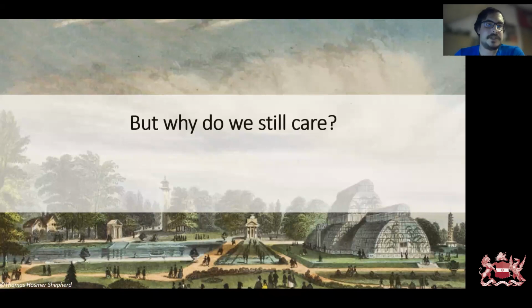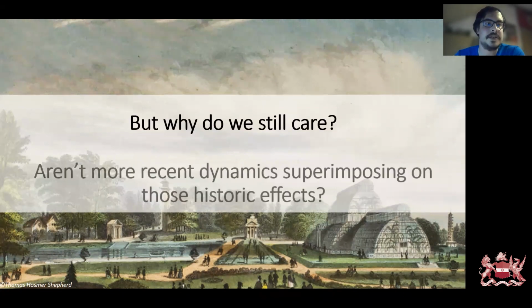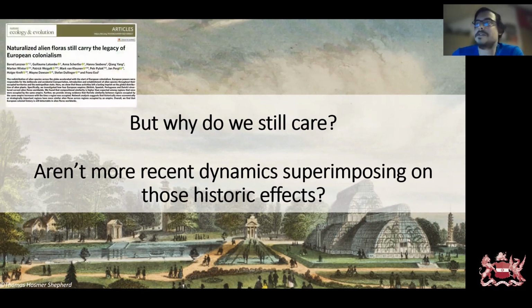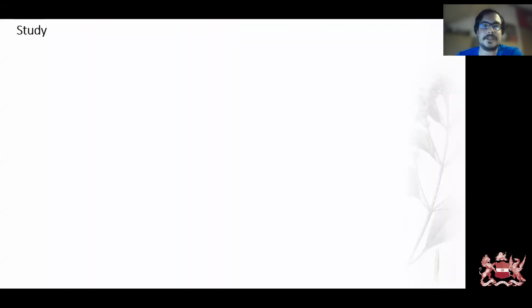But why do we still care about this? If we're thinking about how alien or non-native plants are distributed nowadays, we could also pose the question: aren't more recent dynamics superimposing on those historic effects, given that globalization has increased at such a pace? And this is something we explored in this publication, which was basically the reason, I think, why I was invited to give this talk today. I will walk you through some of the findings from the publication here.